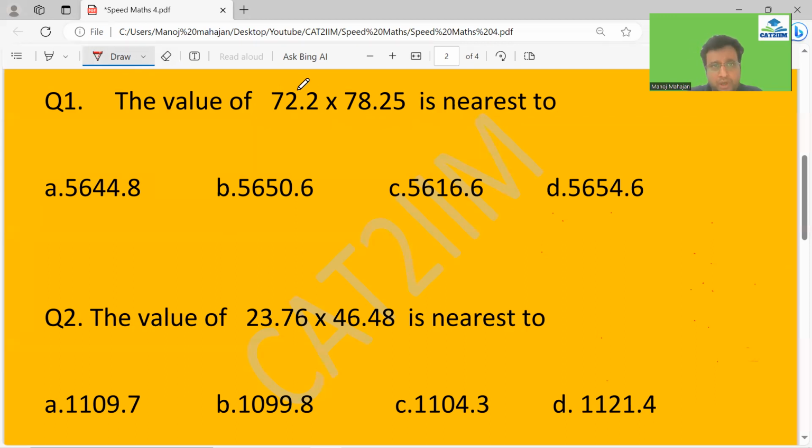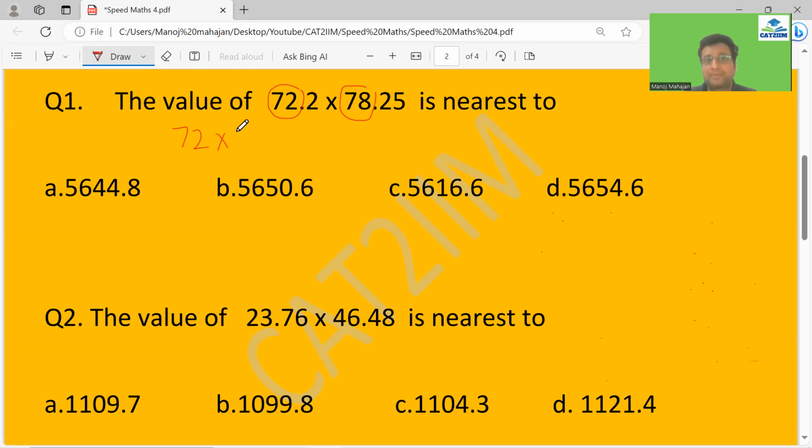What I'm trying to say is, a lot of people just multiply these two and try to mark the answer. There is no need to get the exact answer over here because the number is actually not 72 into 78, but it is 72.2 multiplied with 78.25.